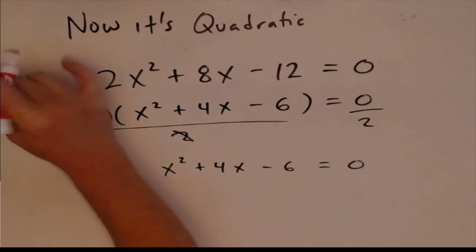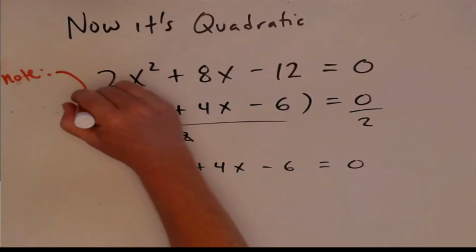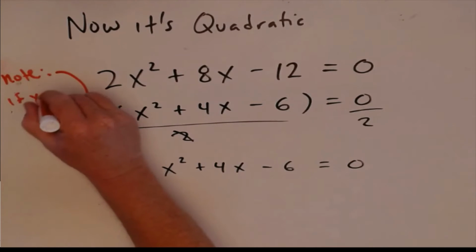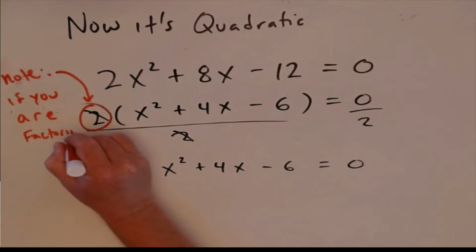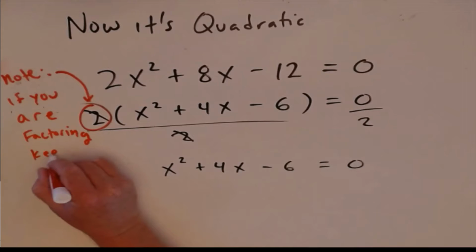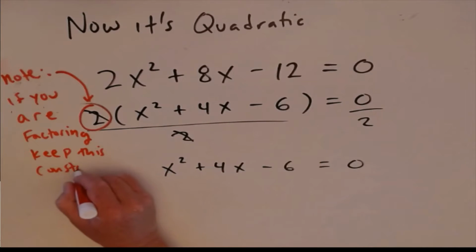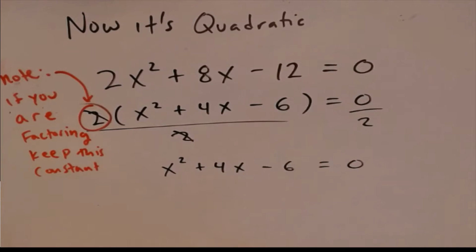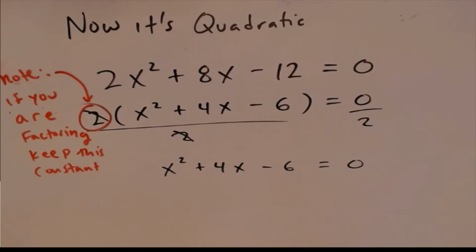All right, but I'll put a little note here. Let me put where you can read it. Note, if you are factoring, in other words, complete factorization, you got to go back and keep this constant. All right. In other words, put it off to the side. You know that one of your factors is 2. And so when you present your final answer, you'll have to make sure that that 2 is included.